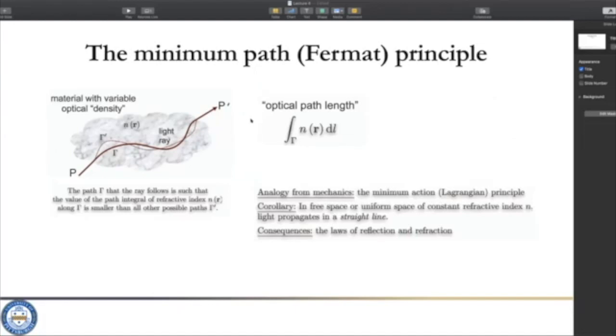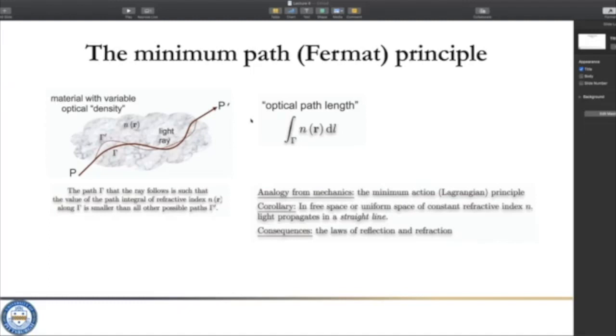But this same Fermat also made very critical contributions in many different physics fields, including in optics, where you could say he rediscovered, but he made more specific, a principle that Hero of Alexandria had initially also figured out, which is that light seems to propagate such that the path that a ray of light follows is such that the value of the path integral of the refractive index, n of r, along the path of the ray is smaller than all other possible paths.